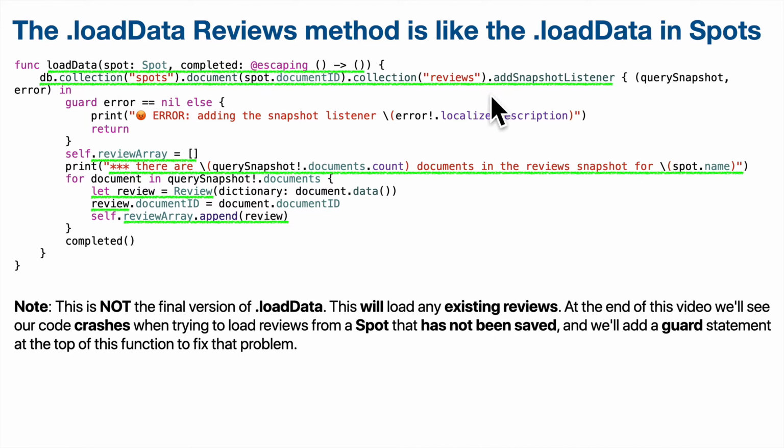So we add a snapshot listener that's listening into changes in the reviews collection, which is inside of a particular spot document inside of the spots collection. We also need to change any references to any of the things that were spot specific to things that are review specific. But that's it, so let's code.